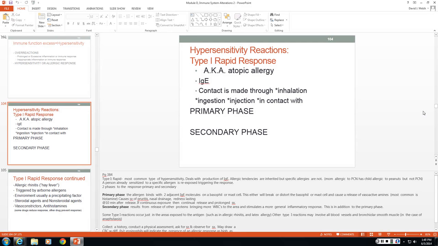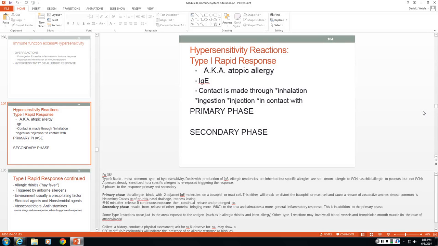Allergic tendencies are inherited, but specific allergies are not. So mom might be allergic to penicillin, and have a child that's allergic to peanuts, but not to penicillin. So a person already sensitized to a specific allergen is re-exposed, triggering the response. Contact with this is usually made through inhalation, ingestion, injection, or contact with the allergen.